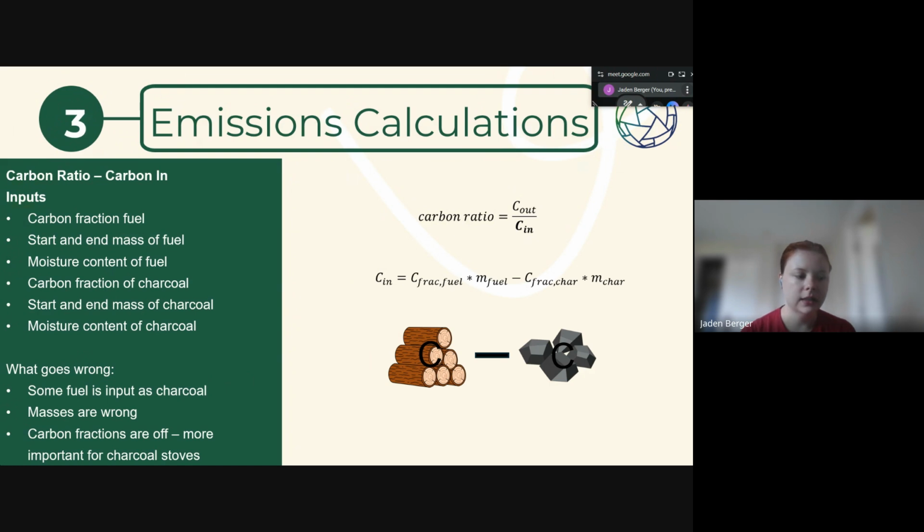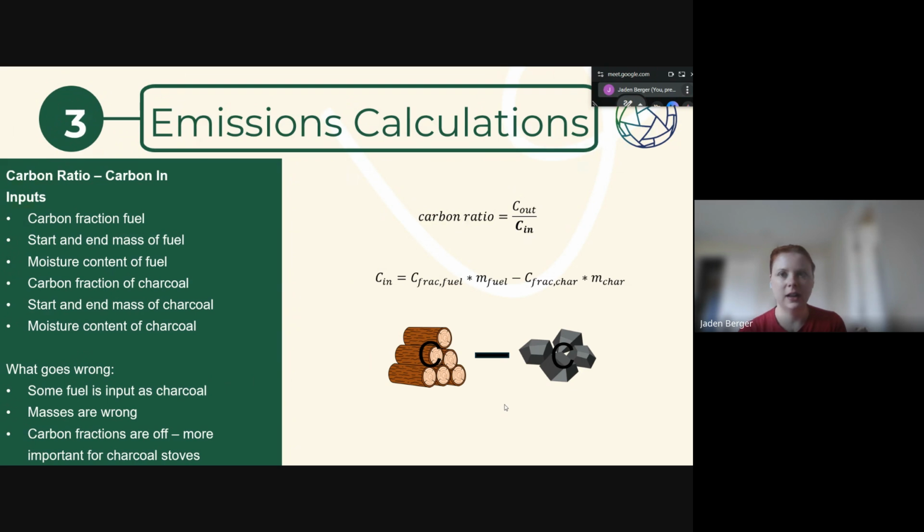Carbon in, that's a little easier to deal with. It's essentially how much carbon is in the fuel that we used minus how much carbon was left over in the charcoal at the end of the test. So it's pretty easy. I would say what I see that throws this off the most is that when you measure your charcoal at the end of the test, some of the pieces of charcoal are actually not fully carbonized. They're actually probably closer to wood. I see this a lot in pellet stoves.